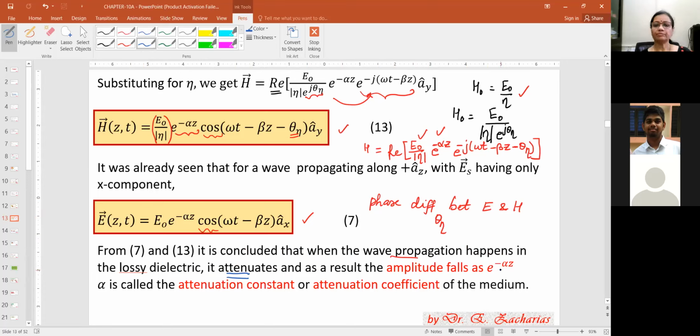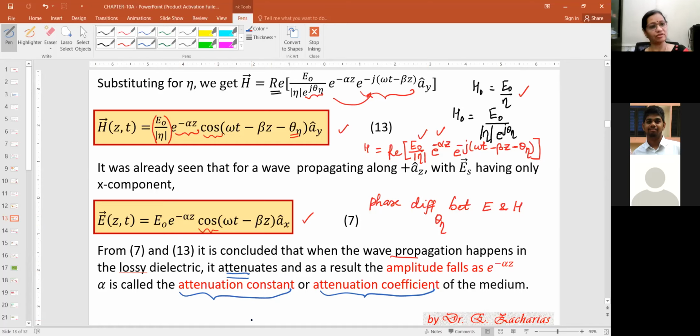And what is this alpha called? It is connected with attenuation. So this alpha now has a physical significance. This alpha is called the attenuation constant or the attenuation coefficient of the medium. It is a property of the medium. That tells you how much attenuation will happen when a wave propagates through the lossy medium. So this is the first result.